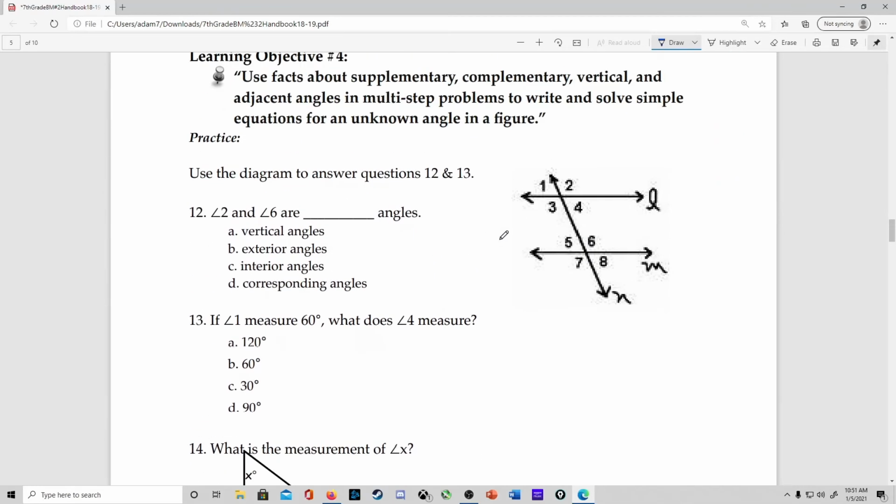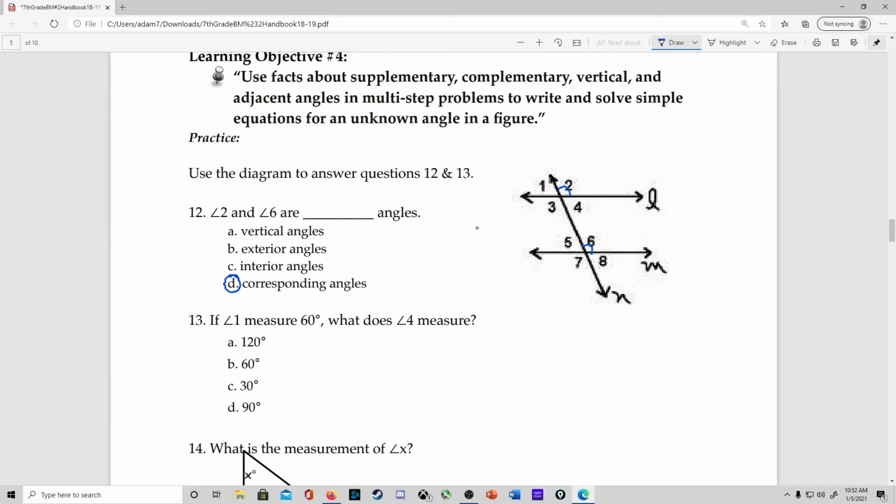All right, now we're going to talk about our angles. So we just need to remember which angles are equivalent to each other. We should be able to eyeball that too, but also just knowing our definitions. So we're looking at angles 2 and 6. If we think about our definitions, these are in the same position, but they're in different intersections. That's going to make them corresponding.